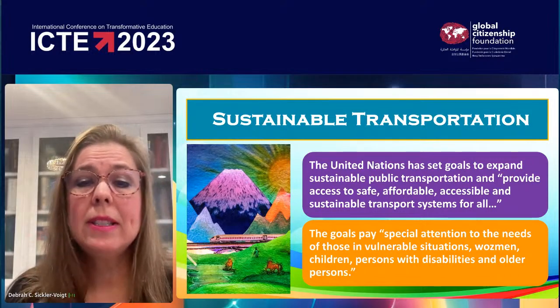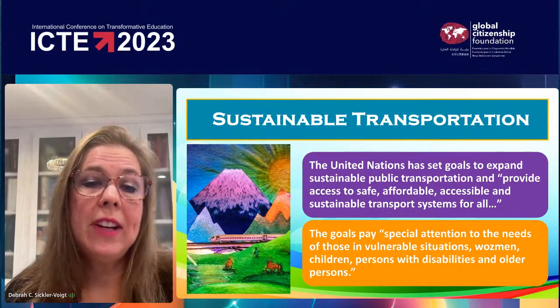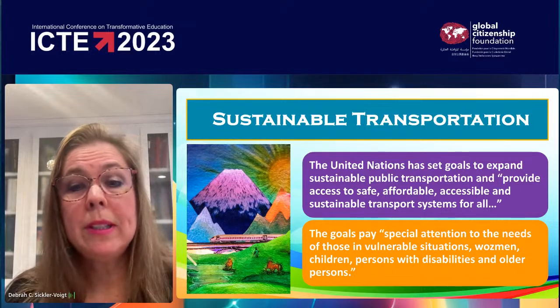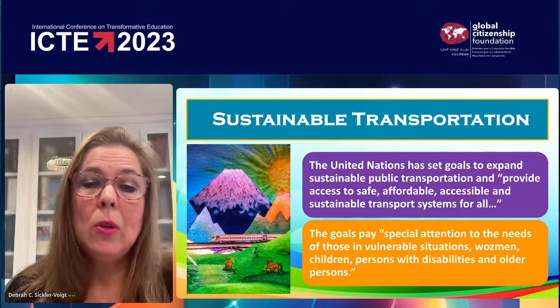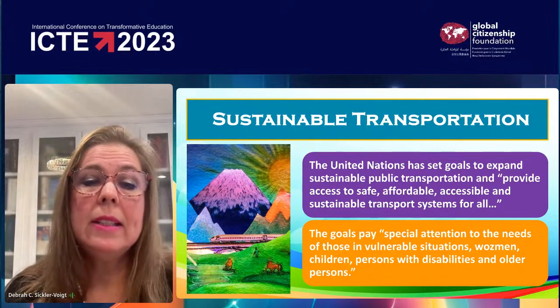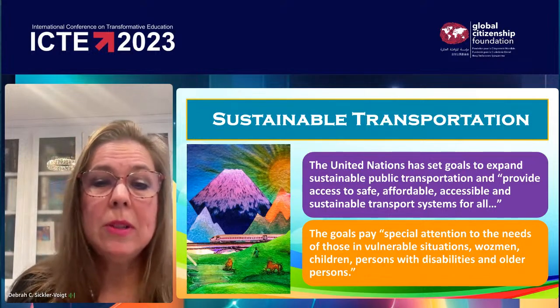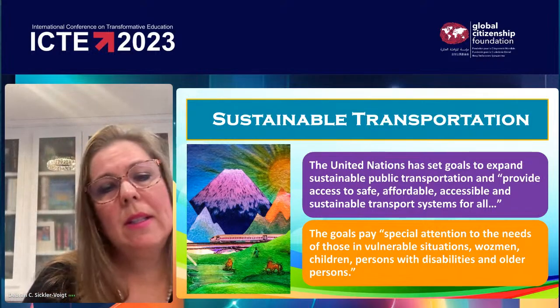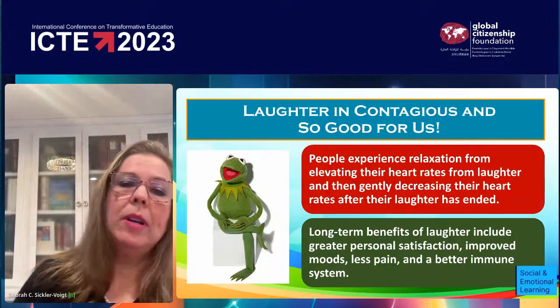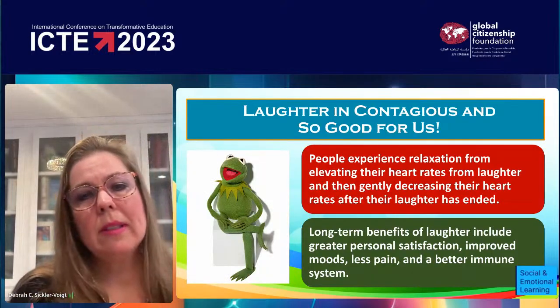The United Nations has set the goals to expand sustainable public transportation and provide access to safe, affordable, accessible, and sustainable transportation systems for all. The goals pay special attention to the needs of those in vulnerable situations, women, children, persons with disabilities, and older persons. So that's really important. And then here, just laughter.